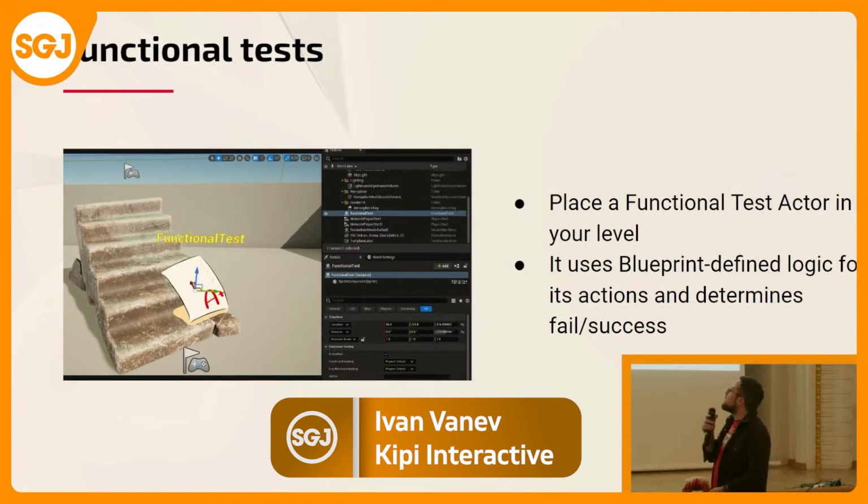So the first type of tests you can make in Unreal Engine 5 are functional tests. This one is the real icon. It's not photoshopped. You have to place a functional test actor in the level, and you can assign blueprint logic to it to verify certain actions. So it contains all of the logic that you can describe in a normal actor, plus a few test functions that verify the condition for success, for failure, and intermediate results.